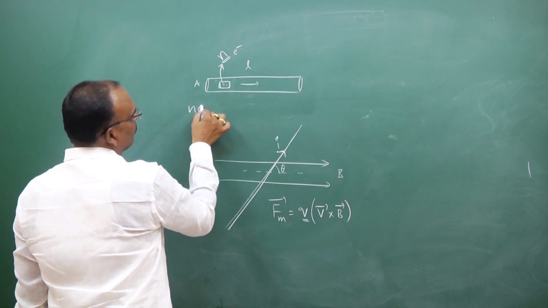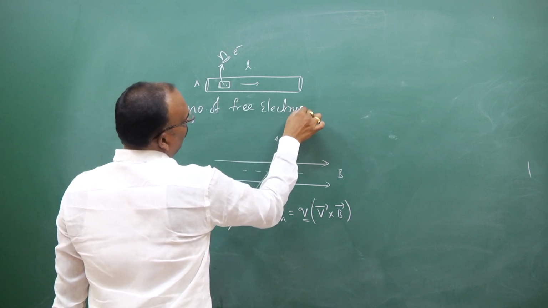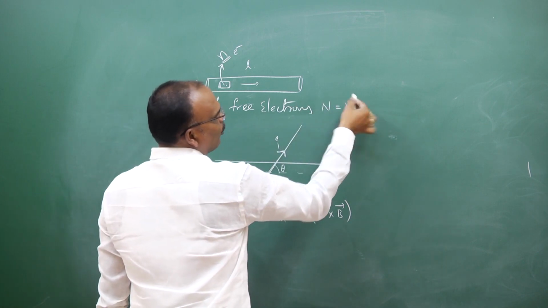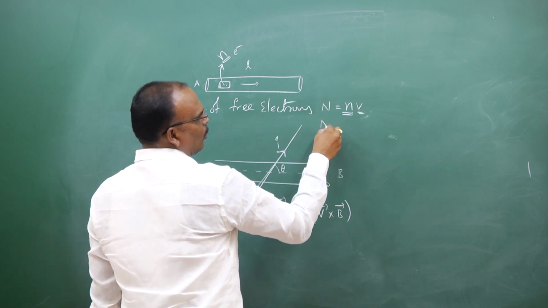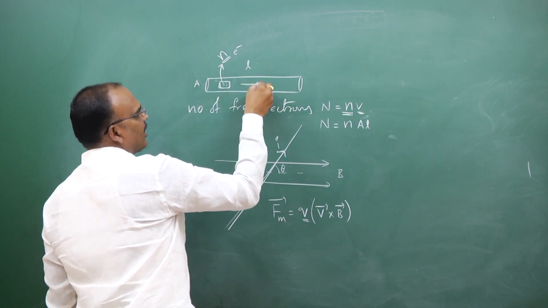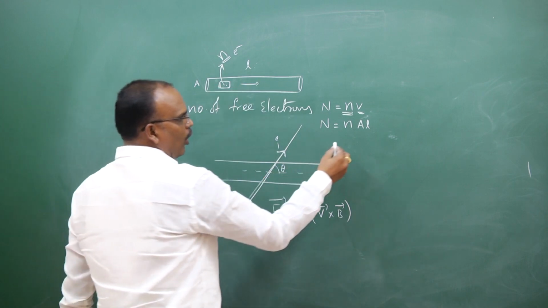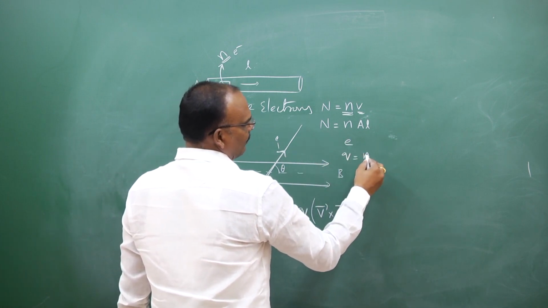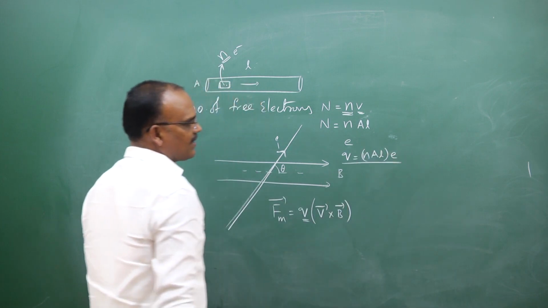number of free electrons, capital N, can be written as small n into volume. This is number density into volume, which gives you the number. So the total number of free electrons is n into A into L. Area of cross section into length gives you the volume of the conductor. The charge of the electron is e. Total charge Q becomes n into A into L into e. This is the total charge.